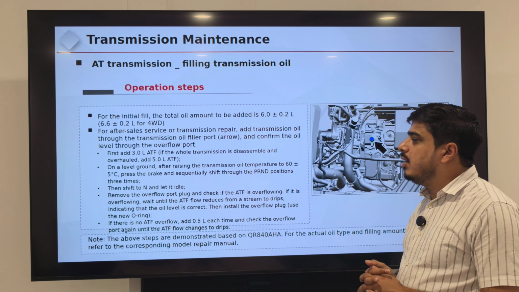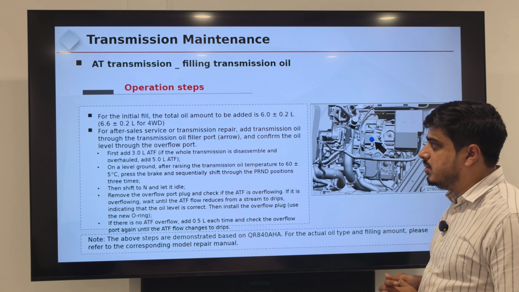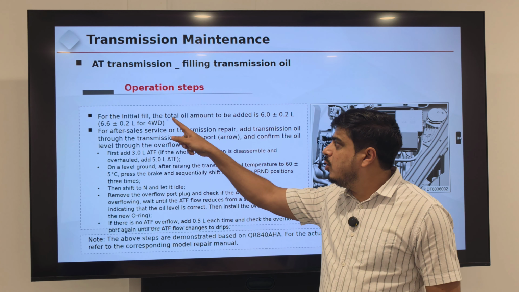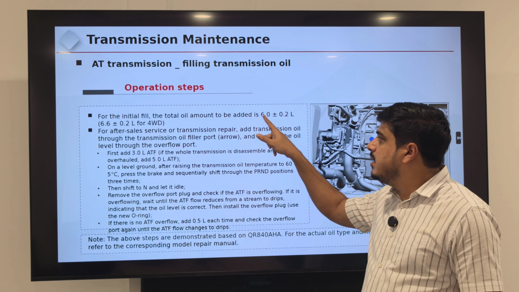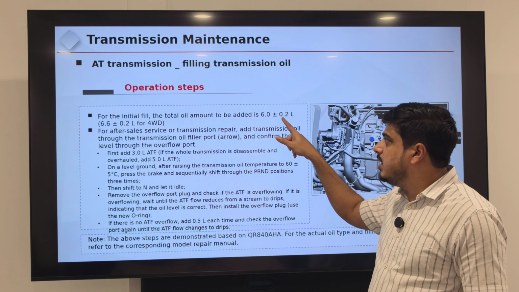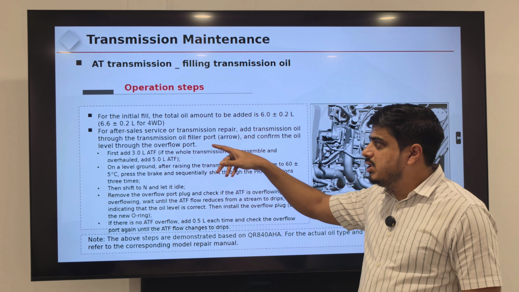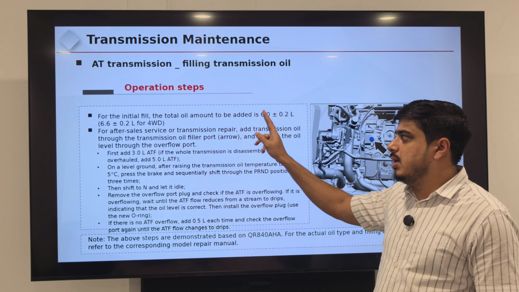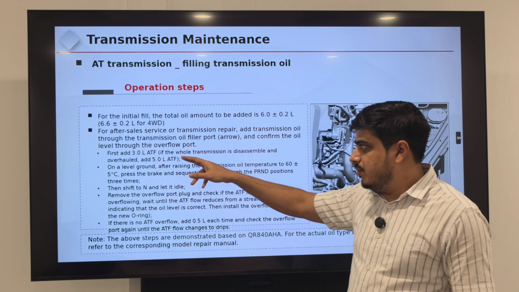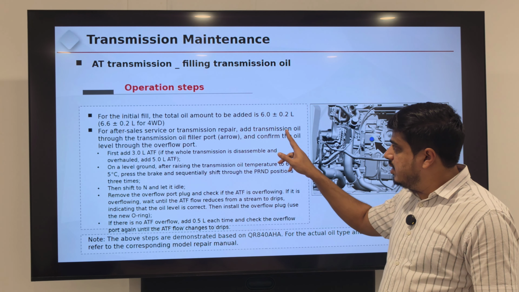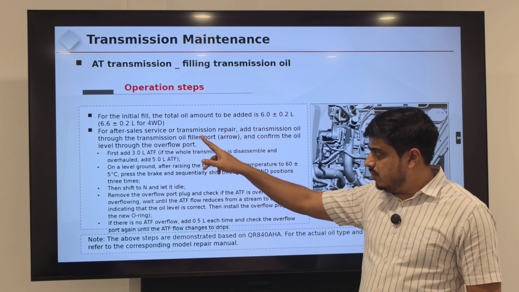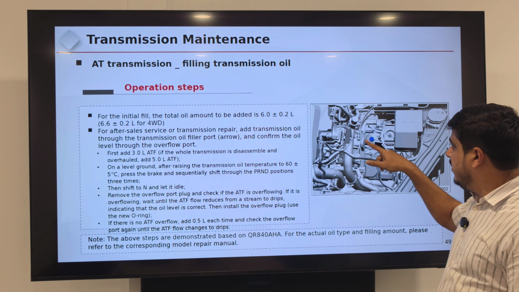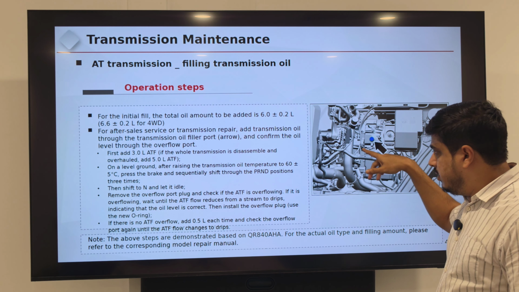Next, now how to fill the oil in the automatic transmission. For the initial fill, the total amount to be added is 6 liter plus minus 0.2 liter, and 6.6 plus minus 0.2 liter for 4-wheel drive. This is a 2-wheel drive vehicle, this is a 4-wheel drive vehicle. For after-sales service transmission repair, add transmission oil through the transmission oil filler port arrow. This is the filler port above the transmission.